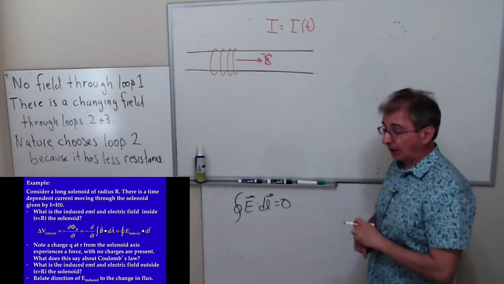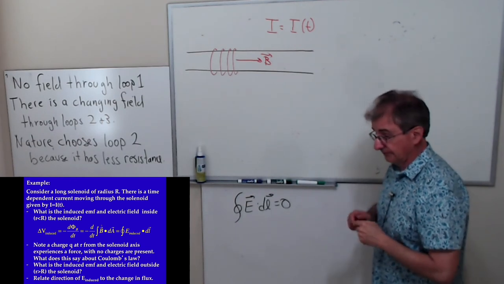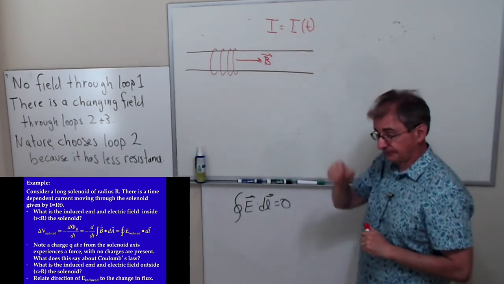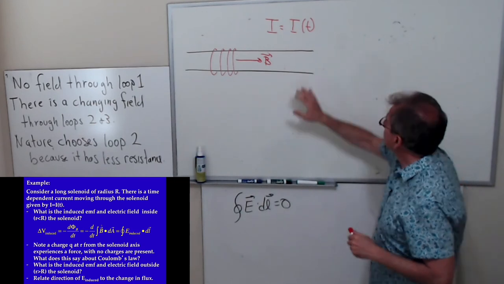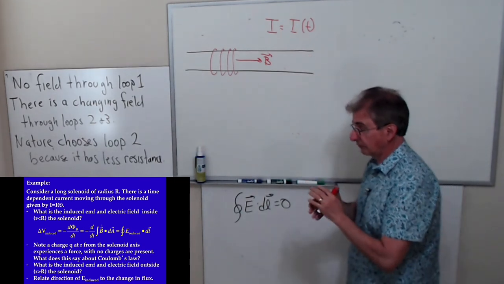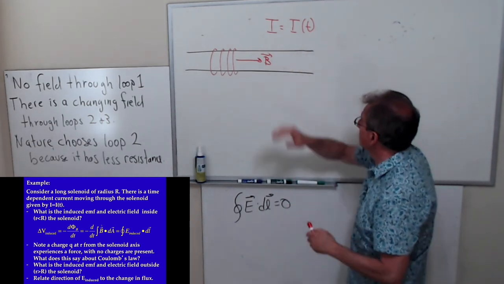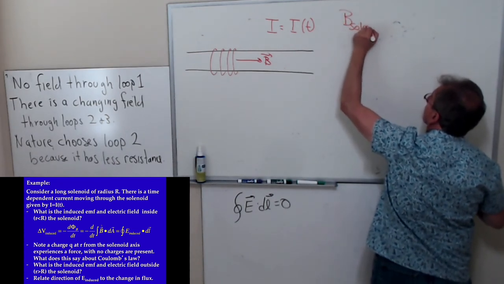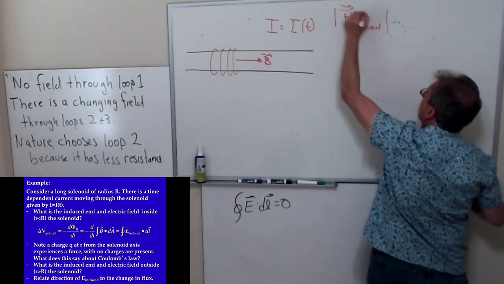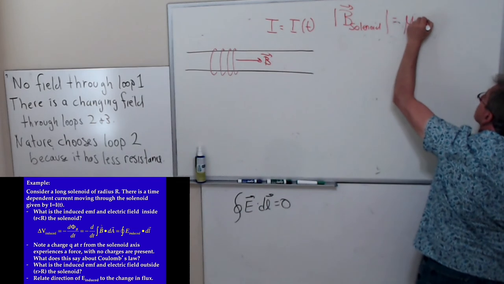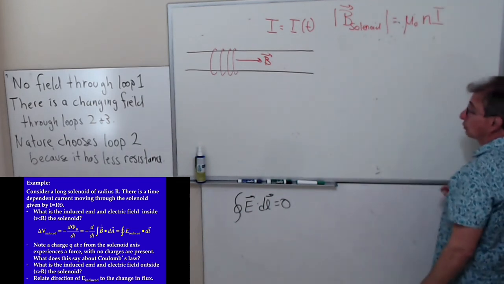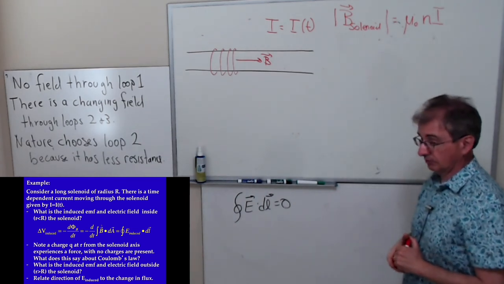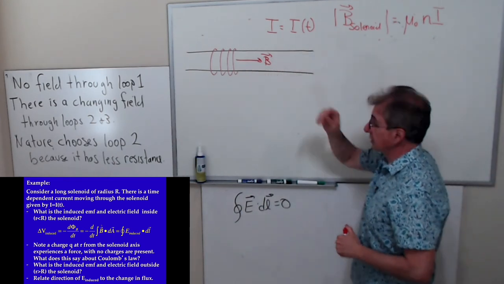Okay, I want to know the induced EMF and the electric field inside here. I know that the magnetic field is uniform in here. In fact, the magnetic field for a solenoid, its magnitude is going to be mu naught times the number of turns per unit length times I. We derived this the other day. Since I changes with time, B changes with time. It has the same value everywhere in space.